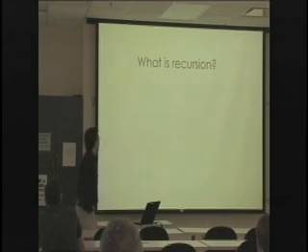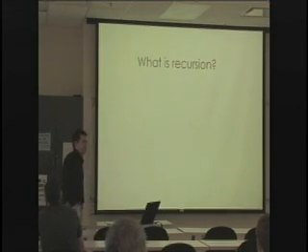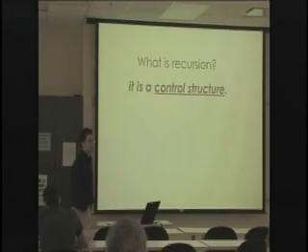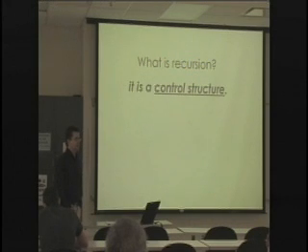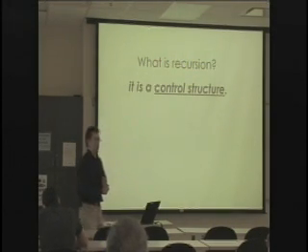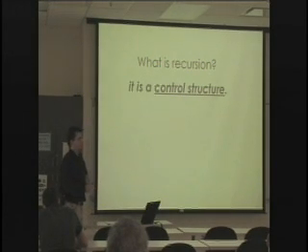So let's start over again, and I'm going to give you my answer of what is recursion, at least what I think is a more helpful answer, and that is that it is a control structure. And once you decide that it's a control structure, what are other control structures that we know? What are some other control structures? If-then. Any others?